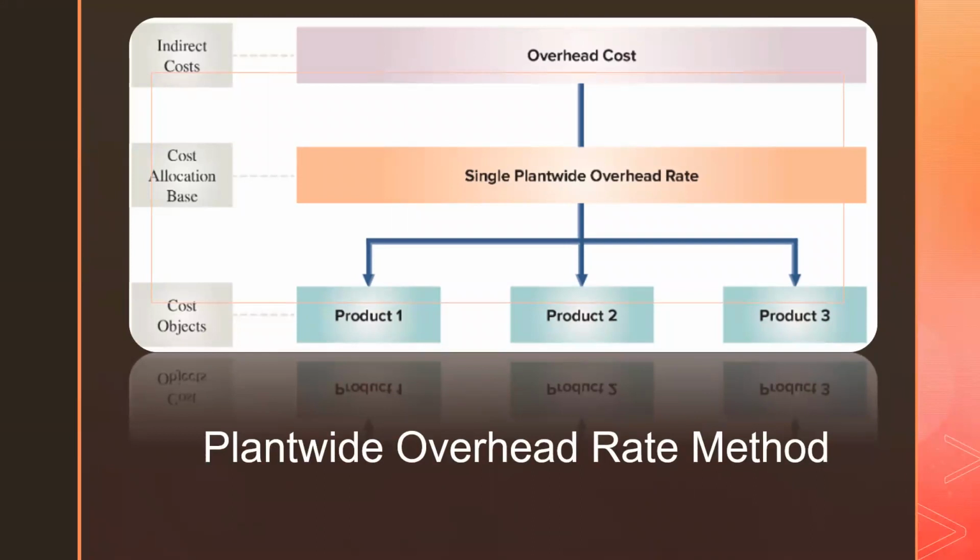We're going to see this little diagram and something very similar over and over again throughout this chapter. The first thing we have to figure out is the estimated overhead cost. That's the indirect cost, all of those put together. So that's what you see at the top here. Then we come up with our single plant-wide overhead rate, which I'm going to remind you how we calculate in just a minute. And then we allocate that rate to each product based on the activity driver.